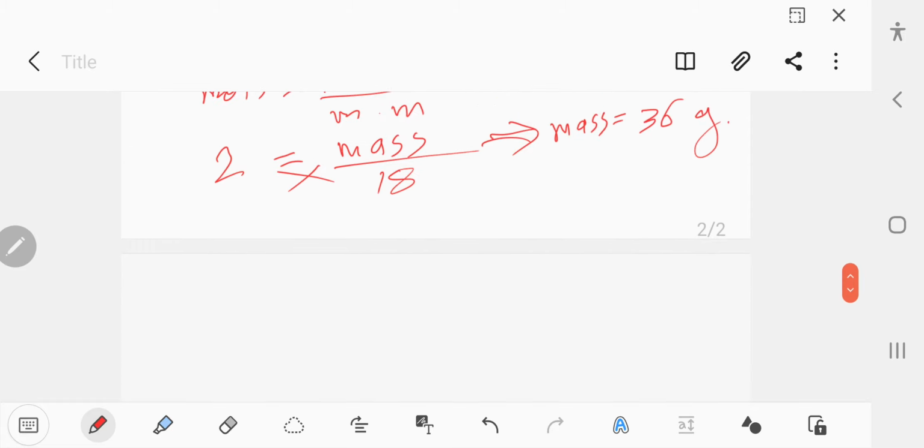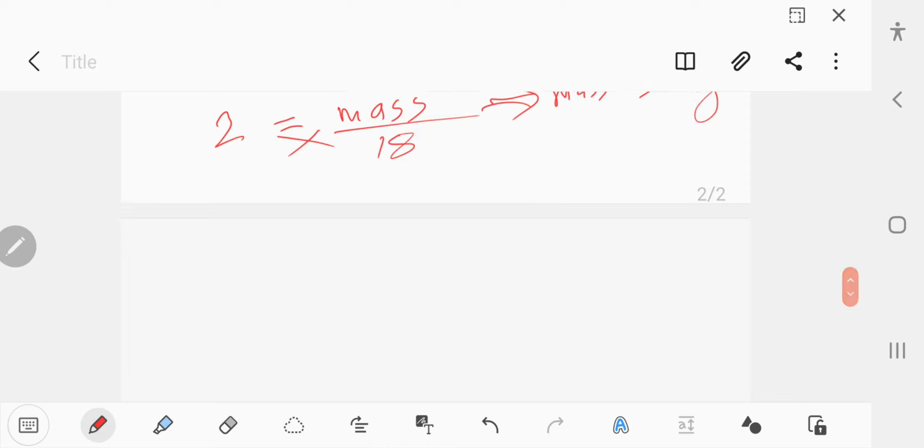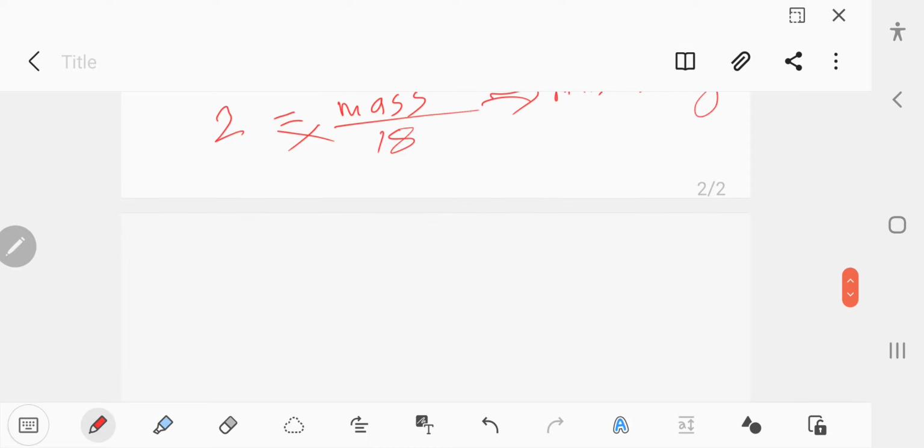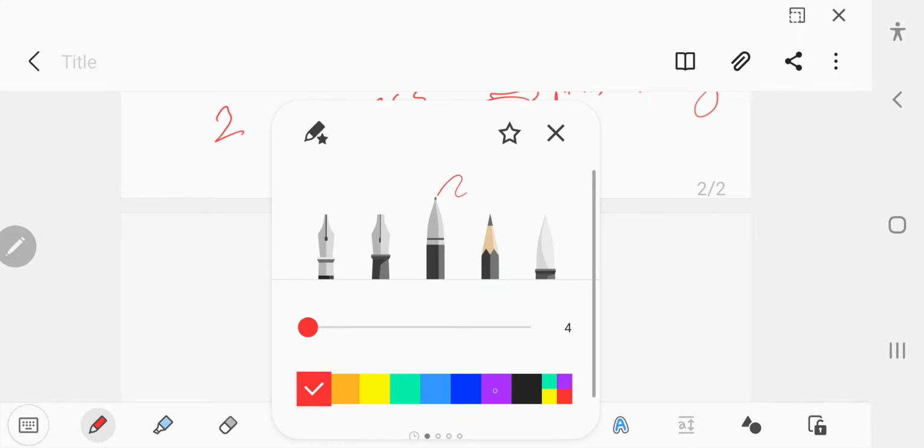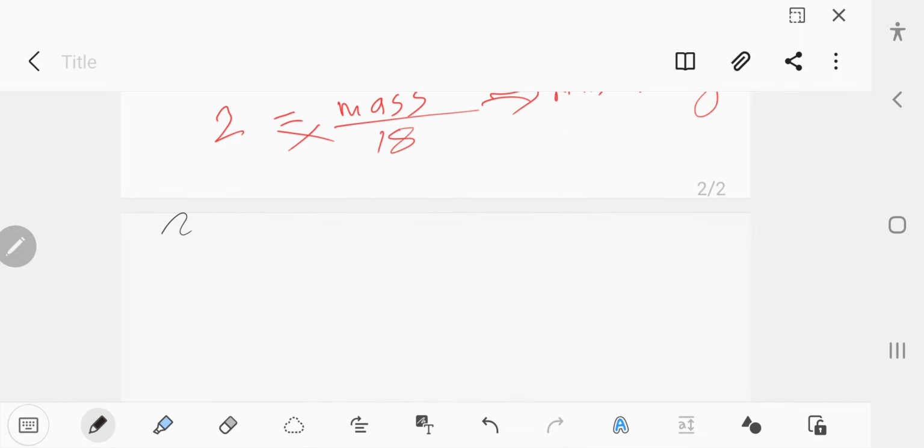Now, what if the mass is given and we have to find the number of moles? For example, how many moles?